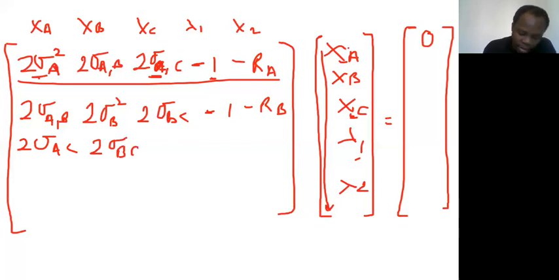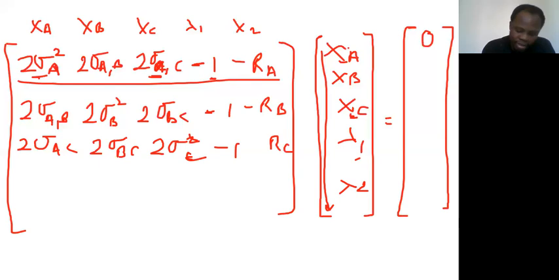And the next one that had C attached to it. Okay, so sorry, this one is supposed to be the one that had B attached to it. So that's what I have done. So great, the one that has C attached to it is what? 2XC variance of C. So I'm going to have 2 variance of C. So the XC is here. And then the lambda was what? Minus 1. And then minus RC. Okay.